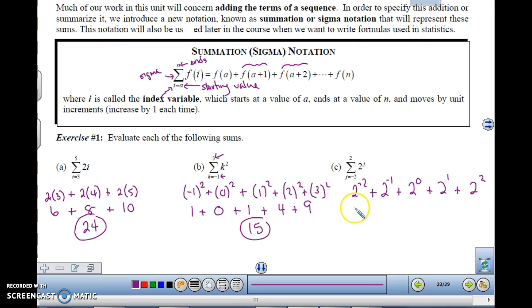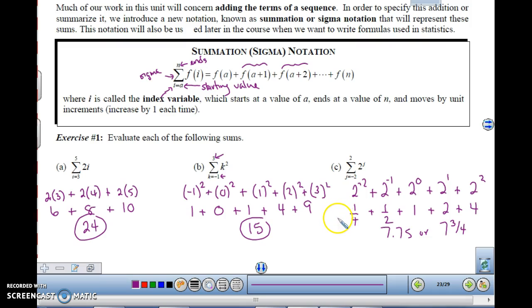Okay, so 2 to the negative 2 is 1 over 2 squared, which is 1/4. This is 1/2. 2 to the 0 is 1. 2 to the 1 is 2. 2 squared is 4. Okay, so if I add these together, I get 4 and 2 is 6, and 1 is 7, and a half and a quarter is 7 3/4, or 7.75. Now, it's a little complicated figuring out what to do if you don't write them out separately, but it's really easy to see where the numbers come from when you do that.